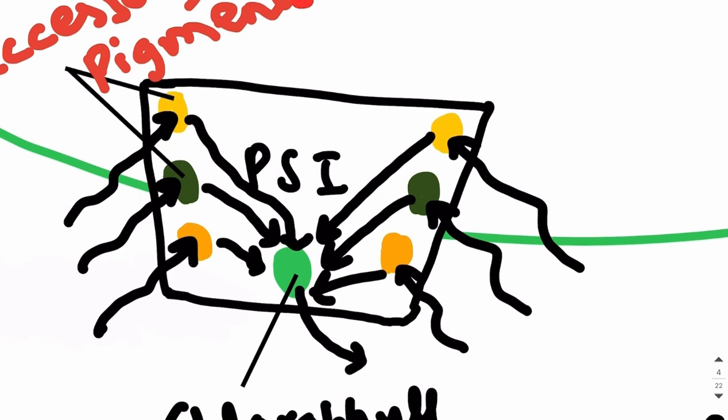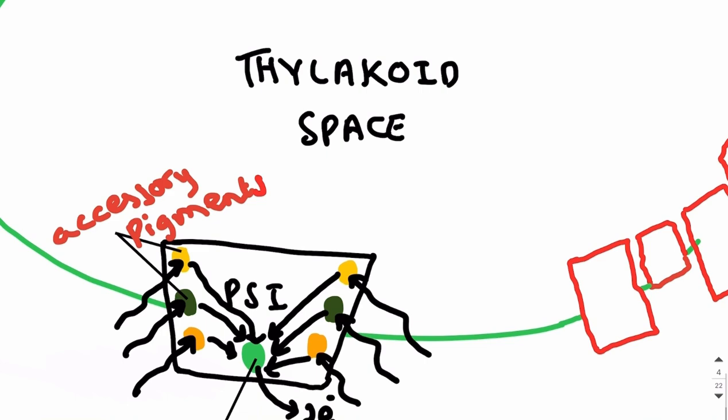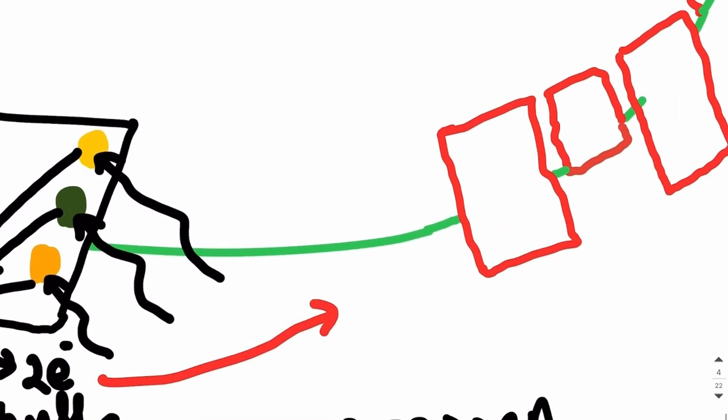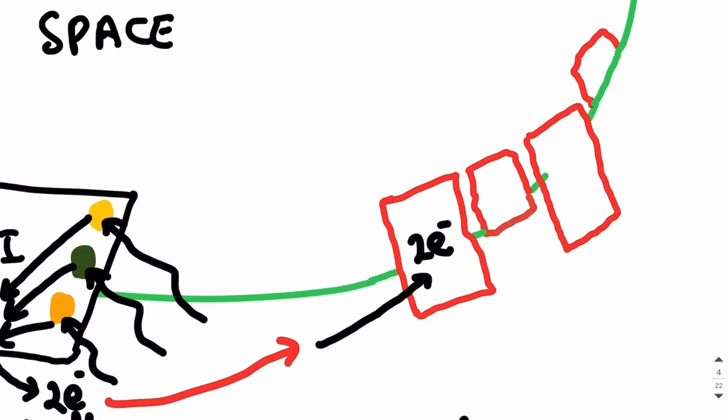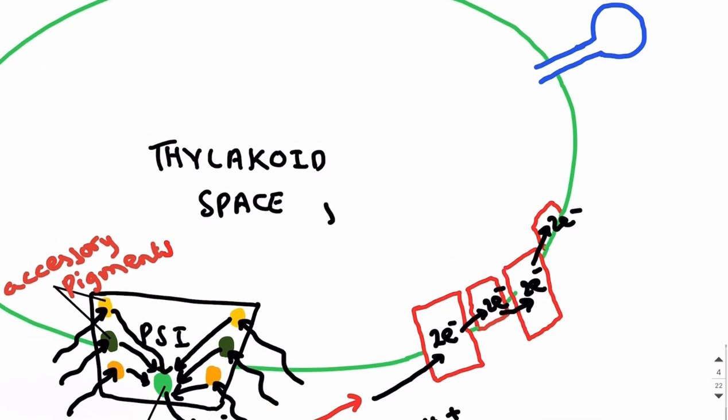Because of this, electrons are excited and they are removed from chlorophyll A of photosystem 1. These electrons are then picked up by the electron transport chain, and they flow along the chain from one carrier to the next. As the electrons flow through the electron transport chain, energy is released to pump hydrogen ions from the stroma to the thylakoid space.